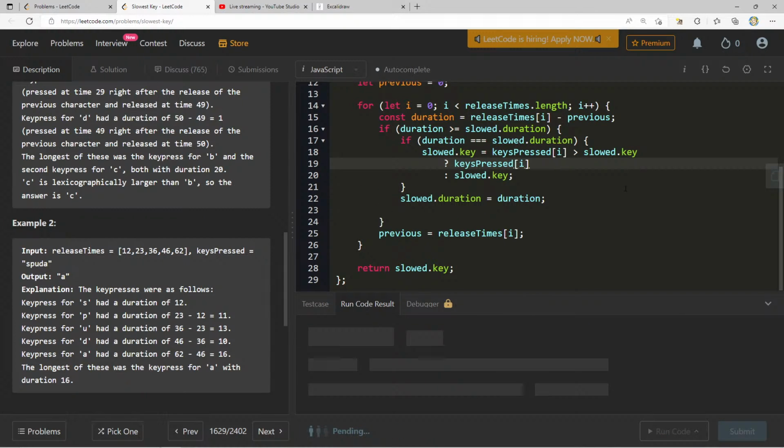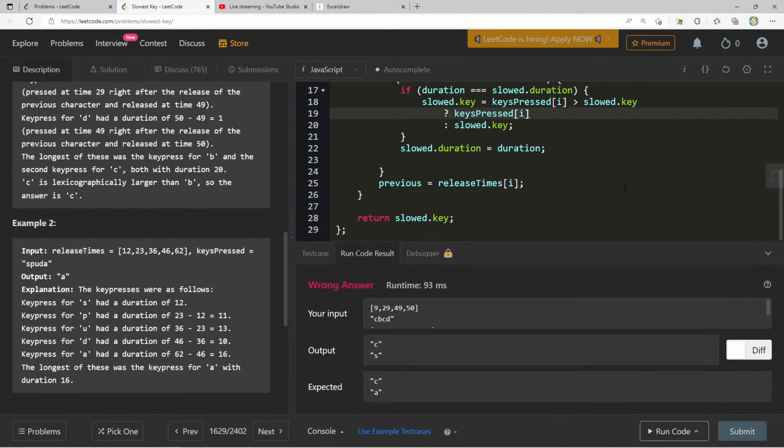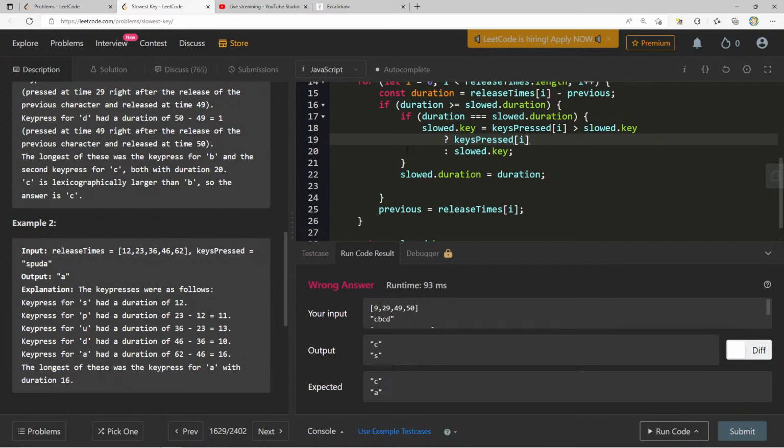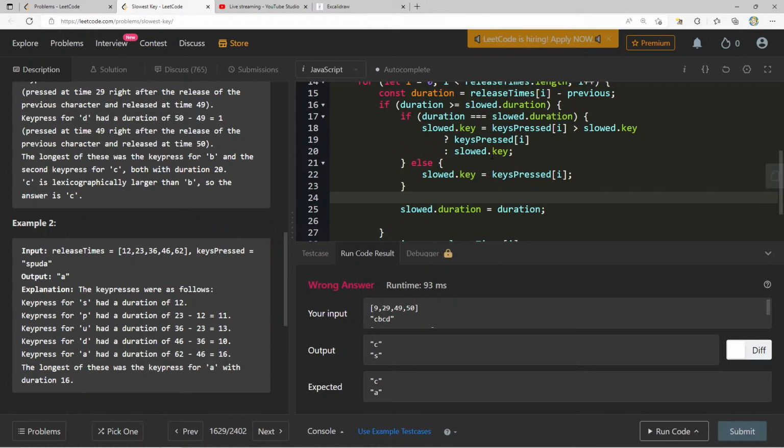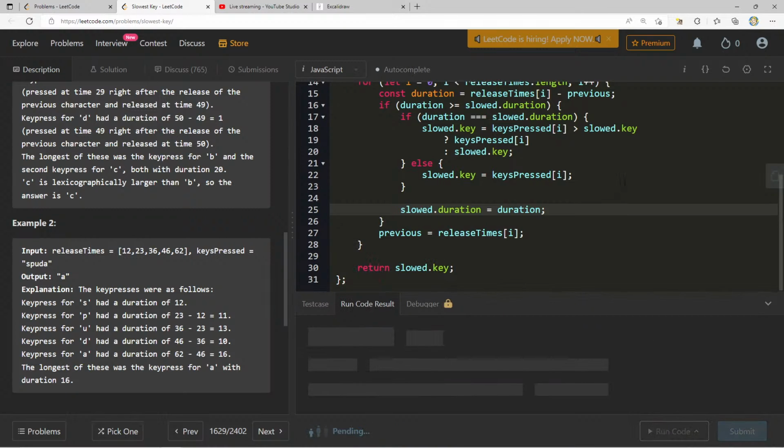What is this? What does this do? C and S. I still had C and A, so there's something I'm missing here. If the duration is greater, but then we also get here, right? Else, maybe here else slow.key should just equal keys pressed of i. Slow duration is duration. Let's try this one.